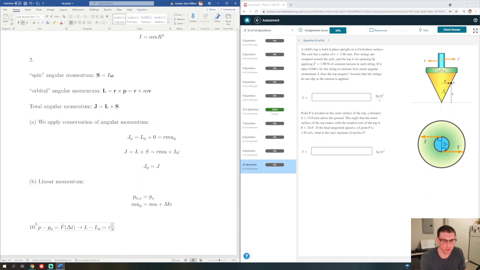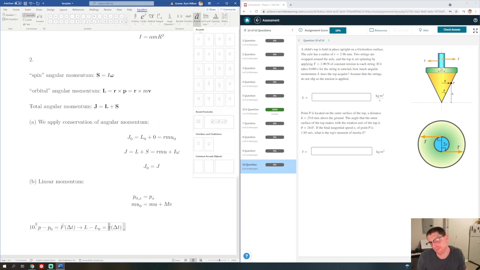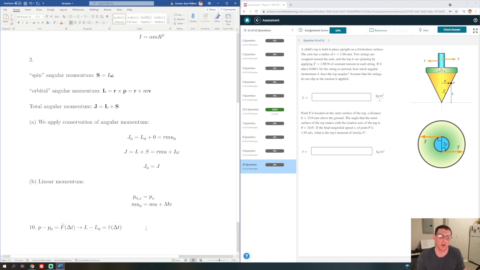equals the average torque times delta t, right? The time interval over which the torque is applied. It doesn't say that it's at rest initially, but I think that's kind of what's happening here. But it doesn't even really matter because we could always just write this as delta L, right?